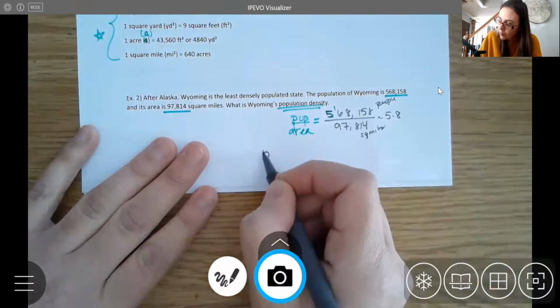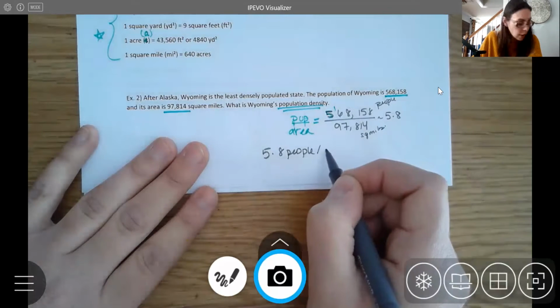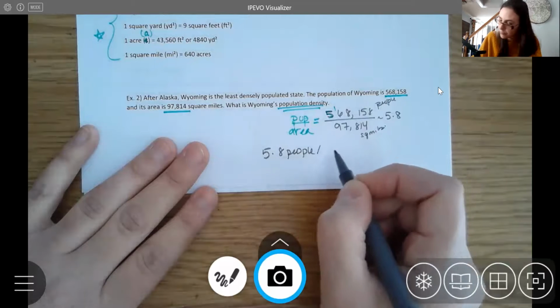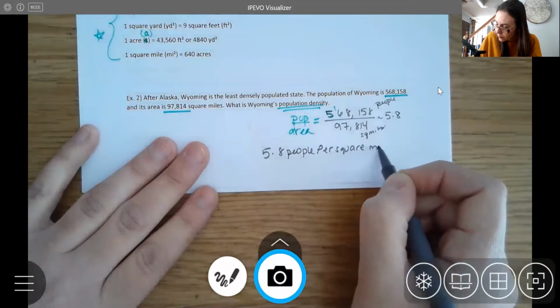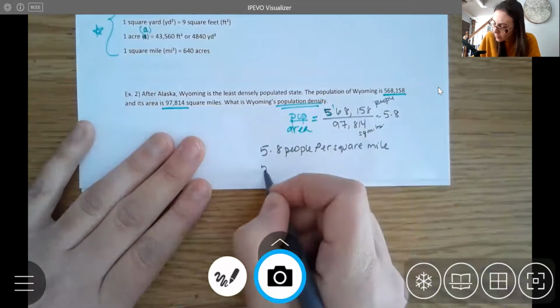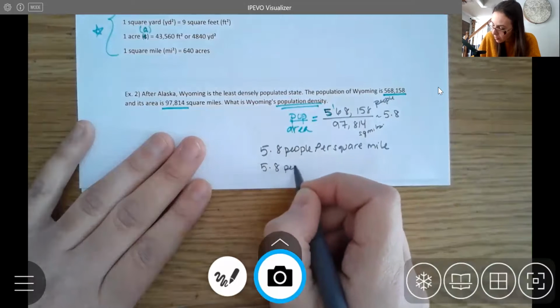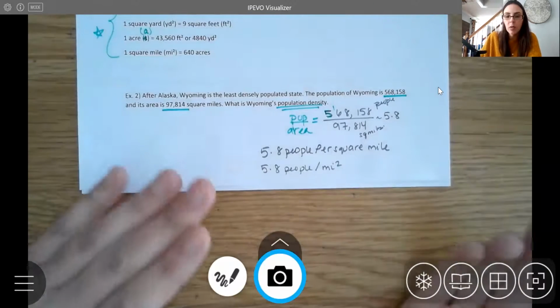So we have 5.8 people per square mile. A lot of times we just write those out in words, but if you wanted to write it this way, 5.8 people per square mile, you can do that too.